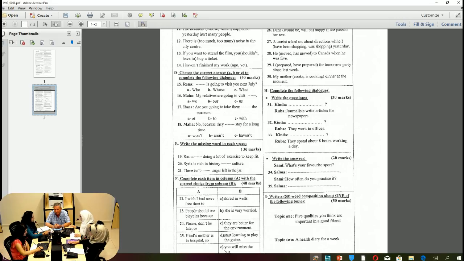Miss Rula, the second half of the second page. The first one in the second half is about tenses. In tenses, the question is going to be choices. The student needs to choose between two choices the correct one. Exactly. They are 5 tenses.